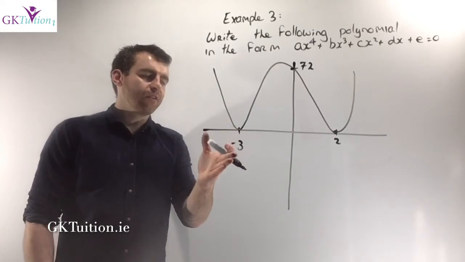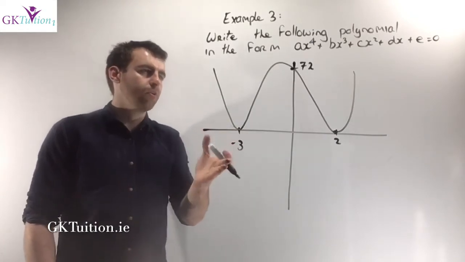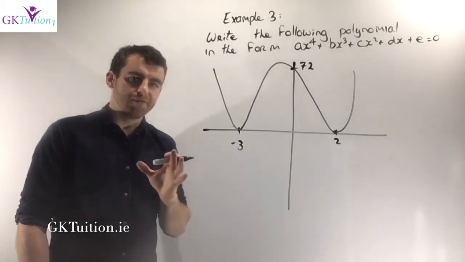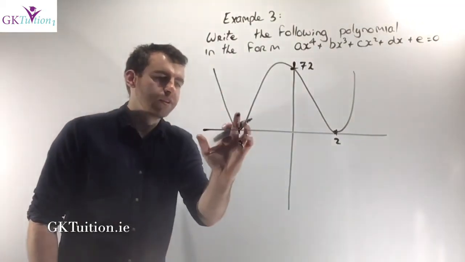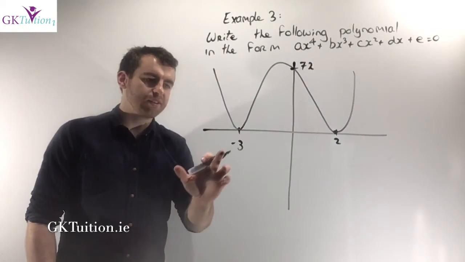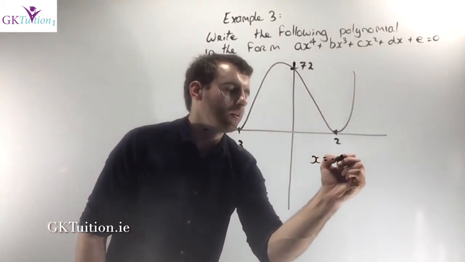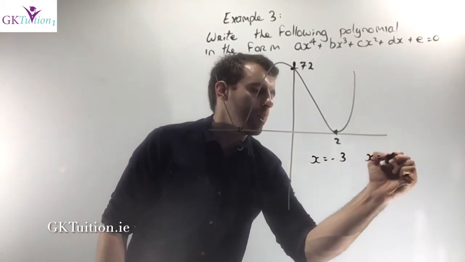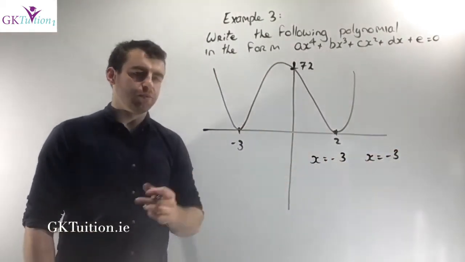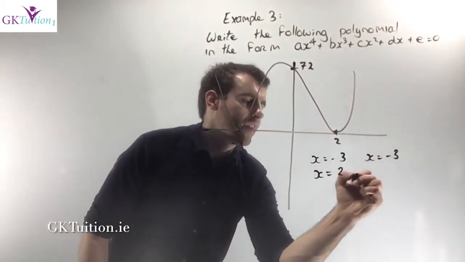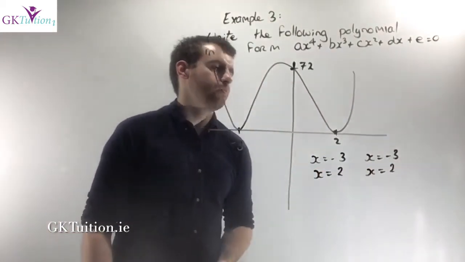If I can identify the roots of a polynomial, I can write it in this generic form. Remember that if there's a turning point on the x-axis, that means that there's 2 roots at this point. So 2 of the roots for this polynomial are x equals minus 3. It also turns at x equals 2. So I know there are 2 roots at that point as well. It turns at x equals 2 and x equals 2.